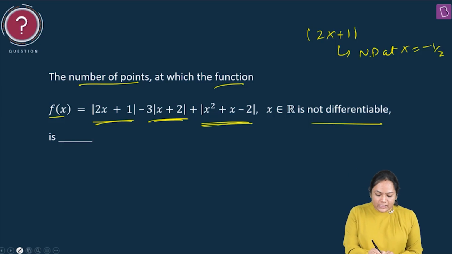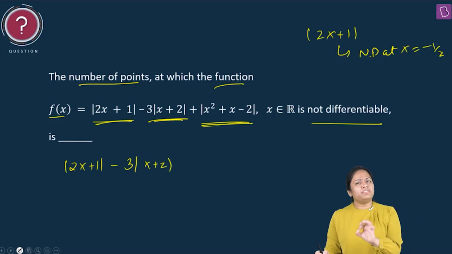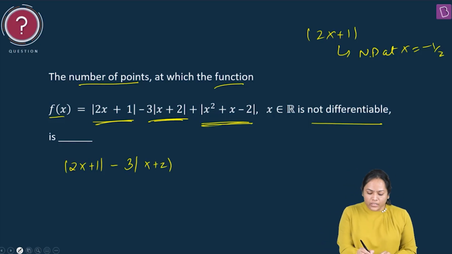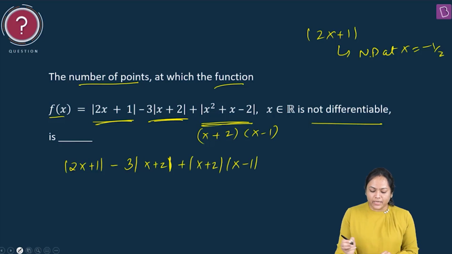So when I write this, it's going to become twice of |x + 1| minus 3 times |x + 2|. And what are the factors of this quadratic? Well, the quadratic factors are (x + 2) multiplied by (x - 1). So it's going to become modulus of x + 2 multiplied by modulus of x - 1.